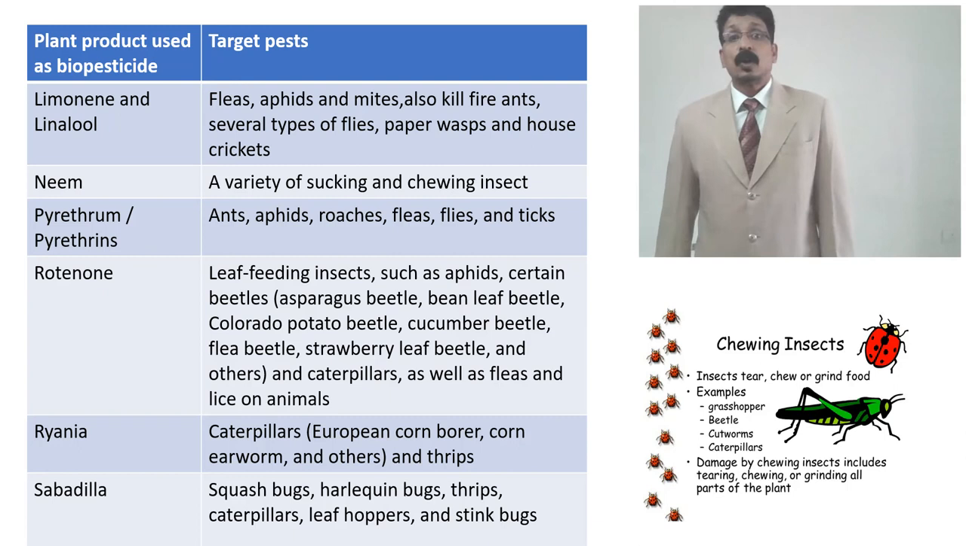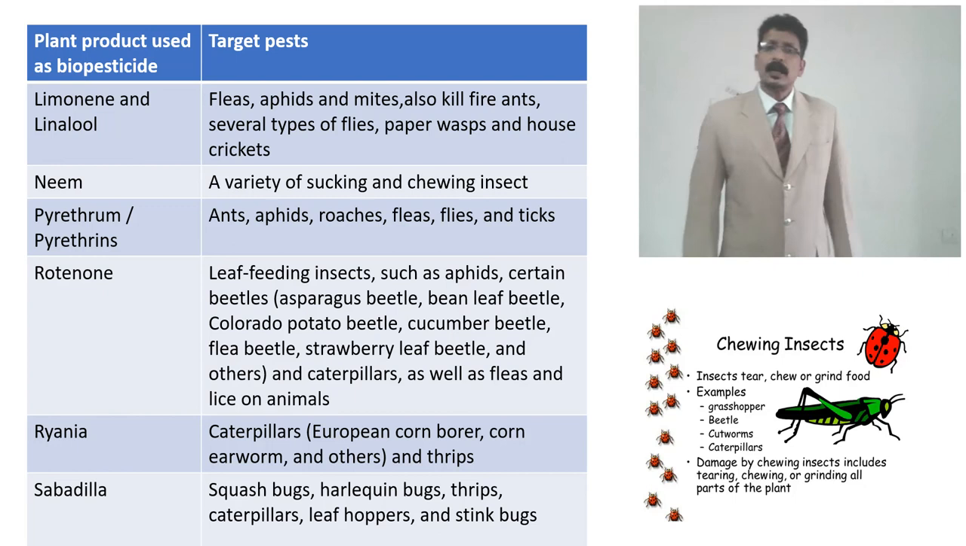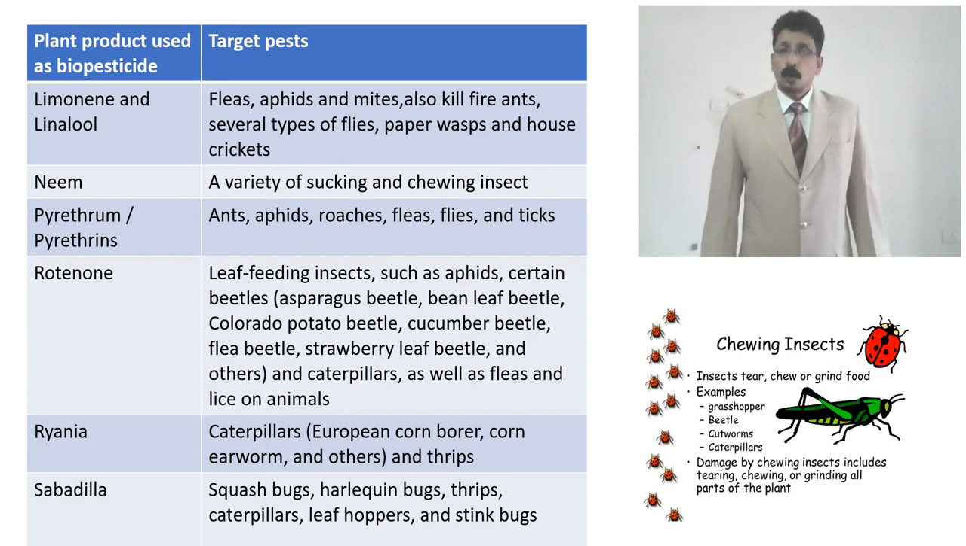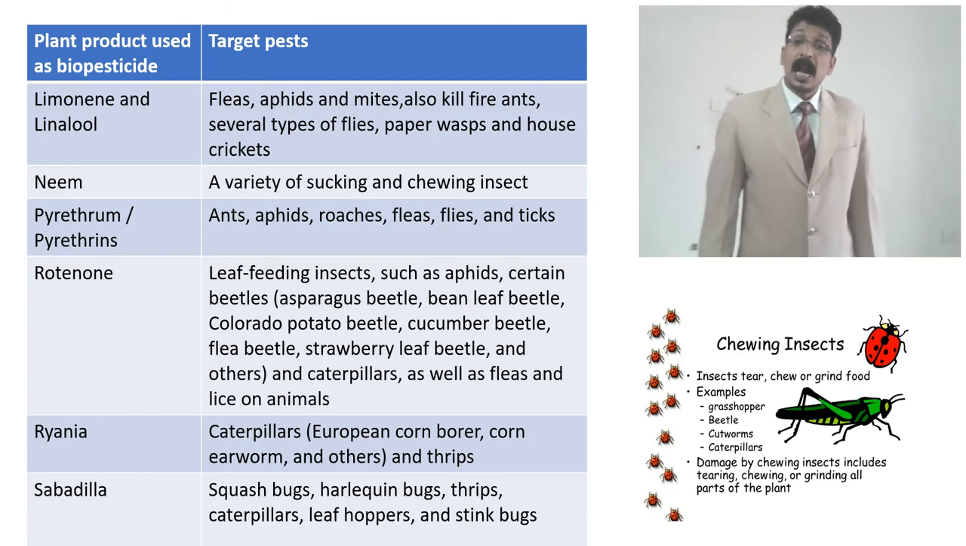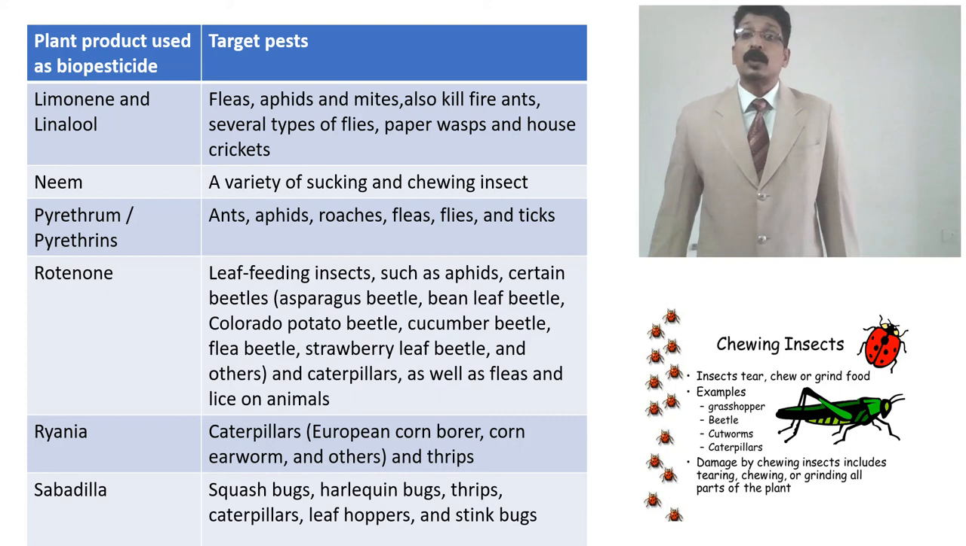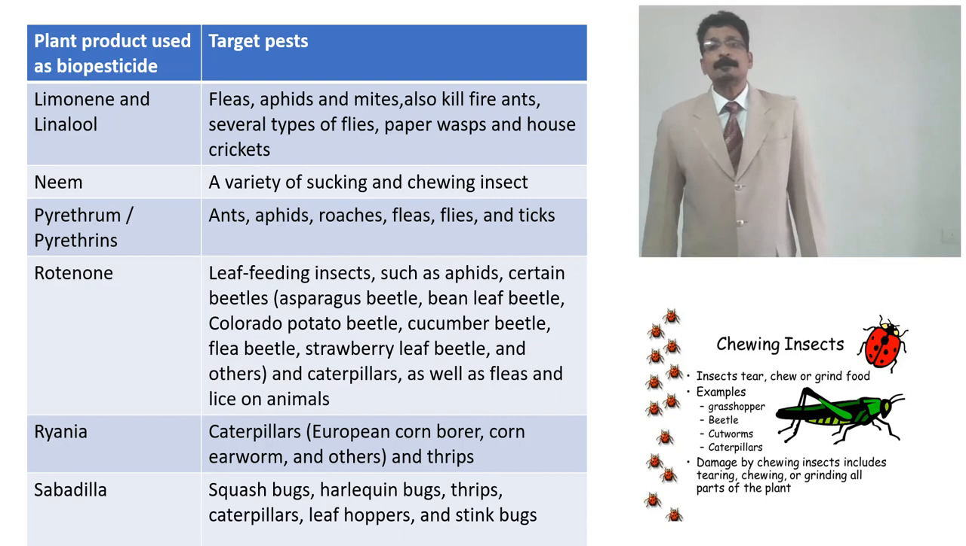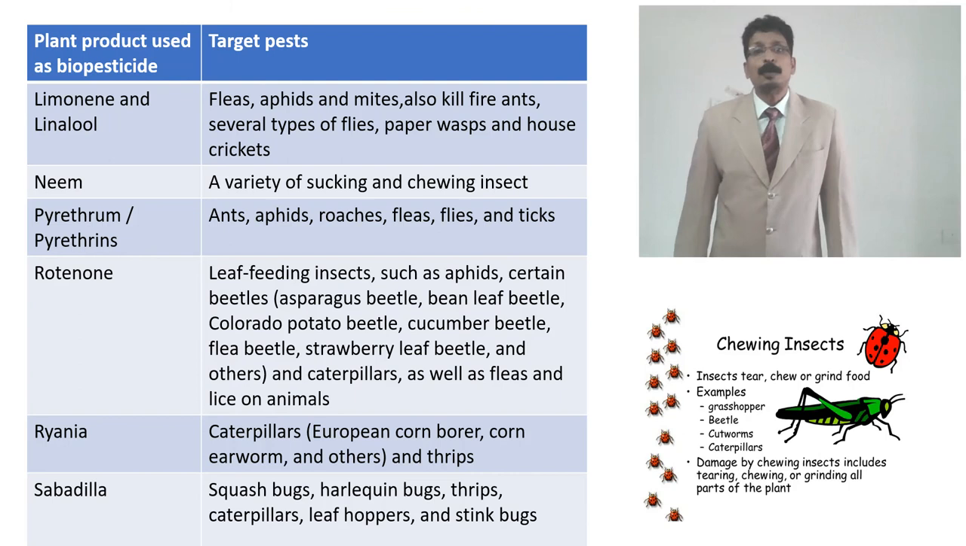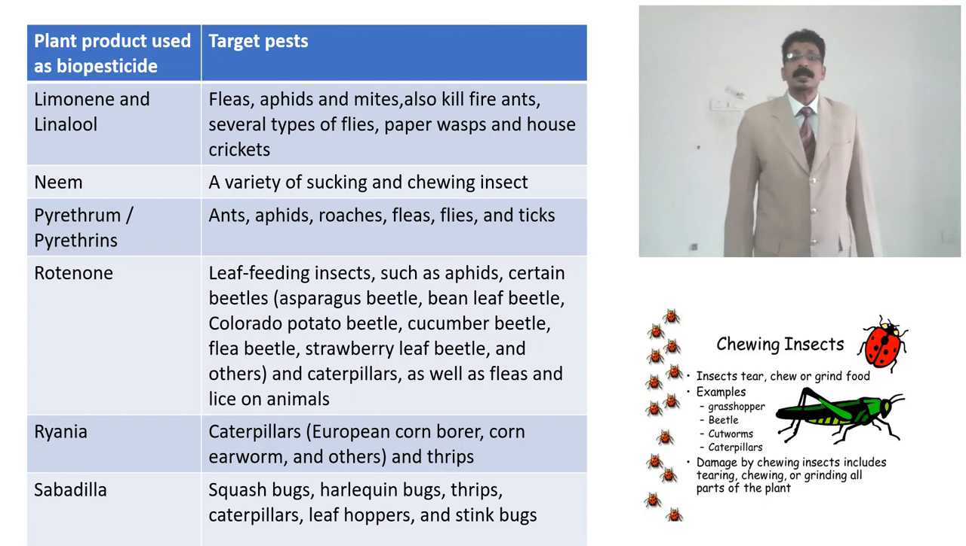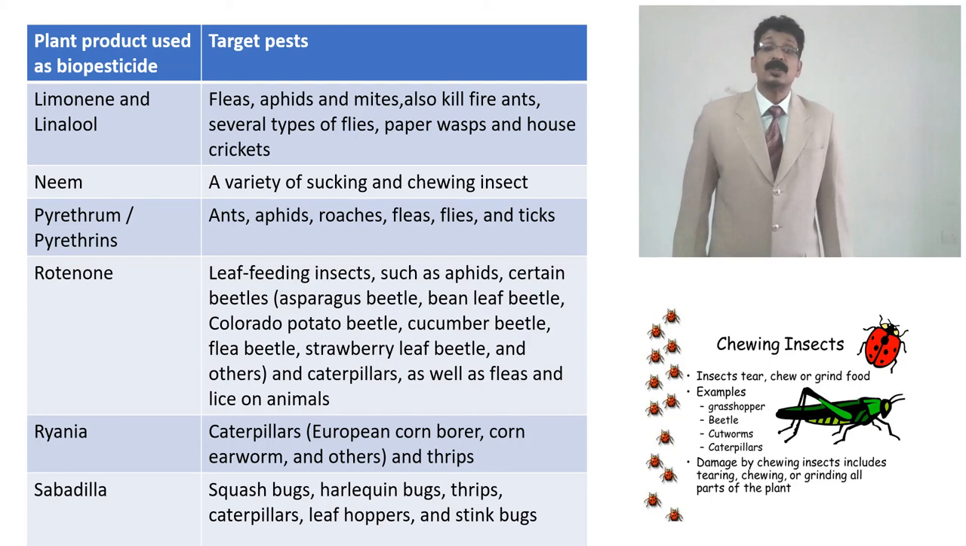And rotenone is one of the constituents which I showed in the previous picture itself. It comes from a plant which has a very beautiful flower, and from that a red-colored powdered rotenone is made, which has a natural pesticidal effect on leaf-feeding insects such as aphids and certain beetles: asparagus beetle, bean leaf beetle, Colorado potato beetle, cucumber beetle, flea beetle, strawberry leaf beetle and others. It can also be used on caterpillars as well as fleas and lice on animals.